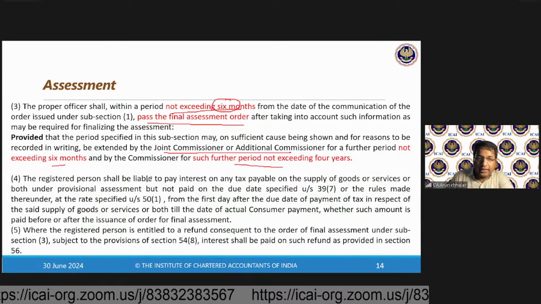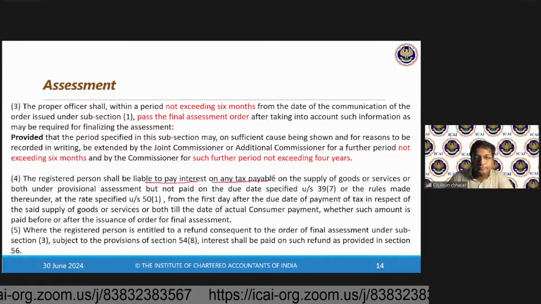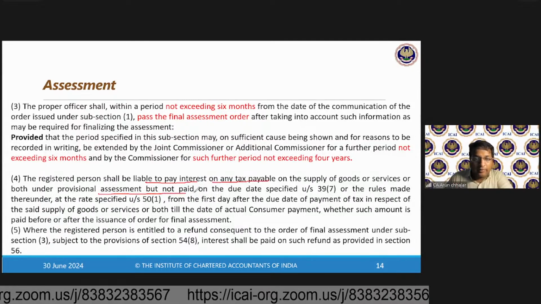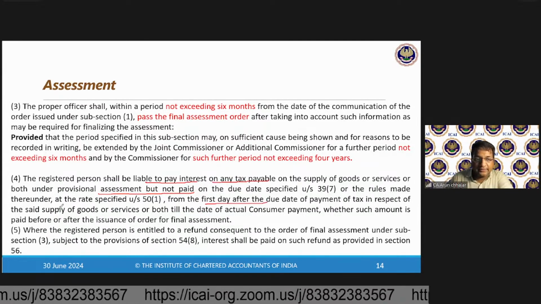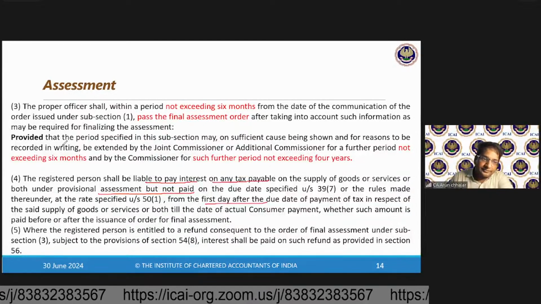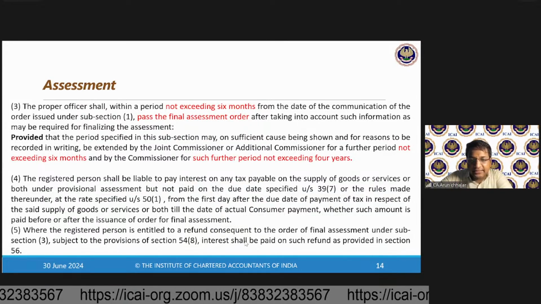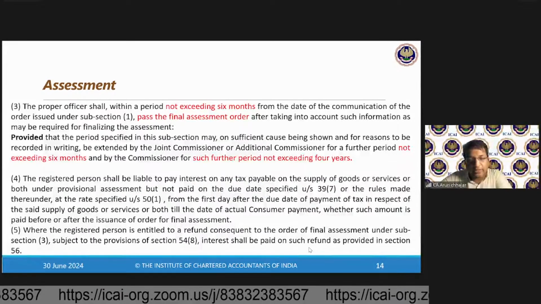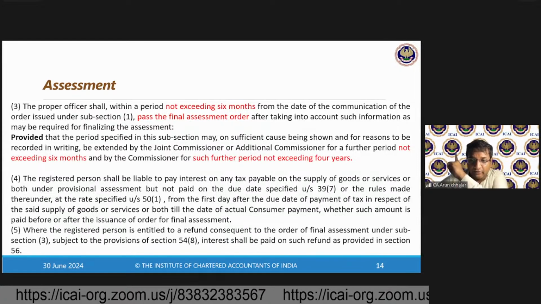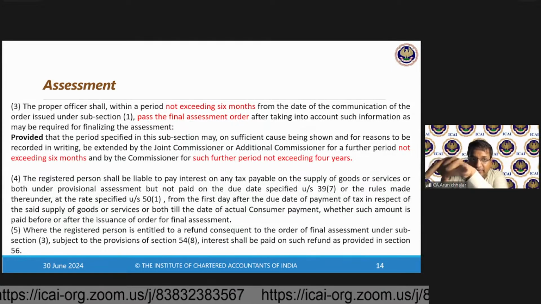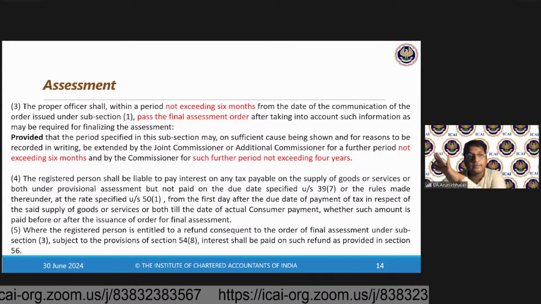The registered person shall be liable to pay the interest on any tax payable under the provisional assessment but not paid, from the first day after the due date of the payment of the taxes till the date of actual payment. So he needs to pay the interest. That is very much clear. Where the registered person is entitled to the refund on the final assessment order, he can go for the refund subject to the provision of 54.8 unjust enrichment, 54.3 that we have discussed. The final assessment order issued under subsection 3.